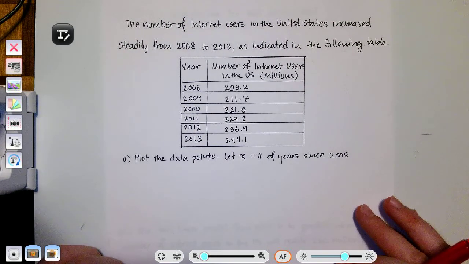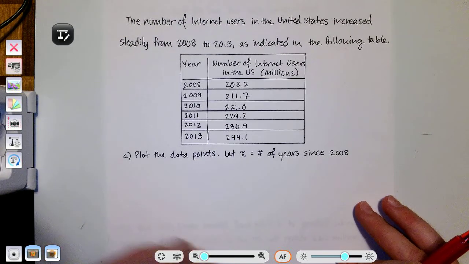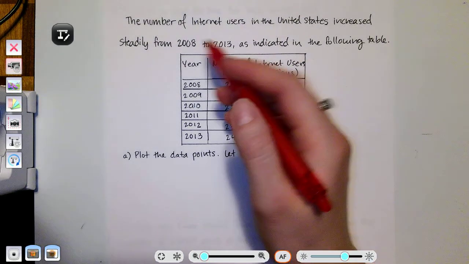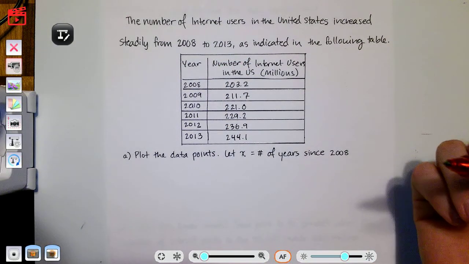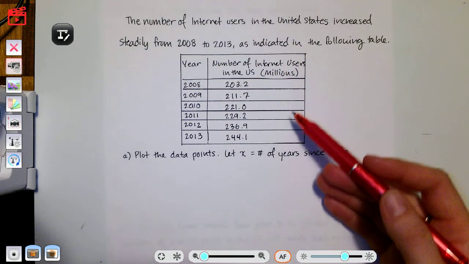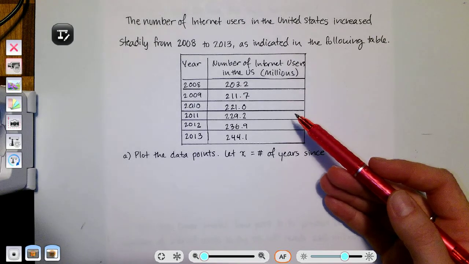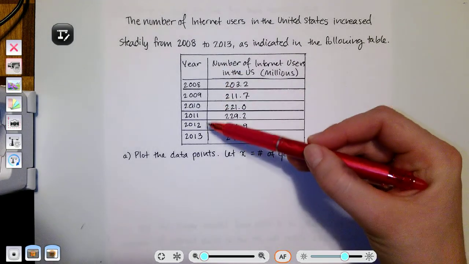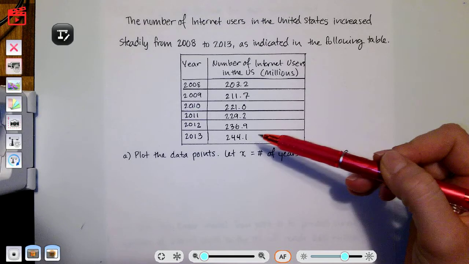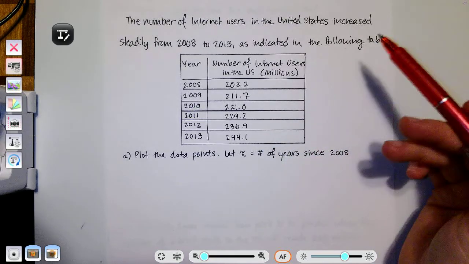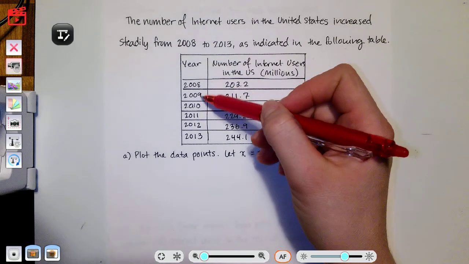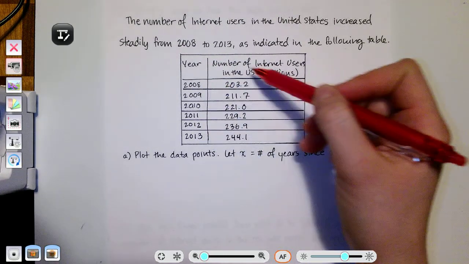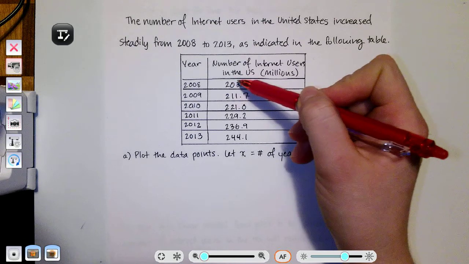So, here's a word problem. The number of internet users in the United States increased steadily from 2008 to 2013, as indicated in the following table. Sorry, I only got the idea to use my ruler after I drew that line, so the rest of it looks pretty good. On the table, we have year, 2008, 2009, and so on. And then this section is the number of internet users in the US.